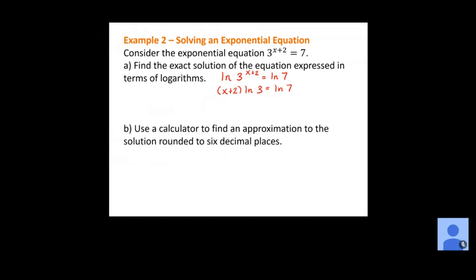Now we need to get x by itself. So what could I do now if I want to try to get x by itself? Good. All right, so let's divide by the natural log of 3 on both sides. I can get rid of that. So divide by natural log of 3, divide by natural log of 3. So these are going to cancel on the left. And so that's going to leave me with x plus 2 is equal to natural log of 7 over natural log of 3.